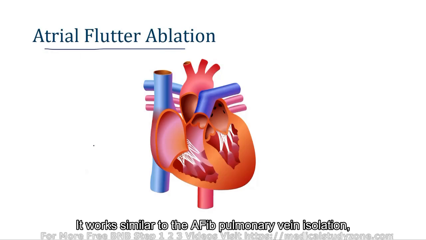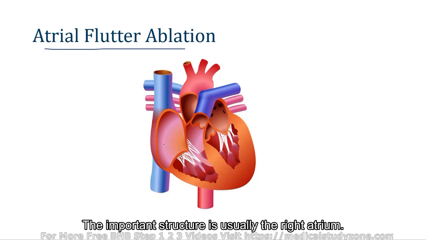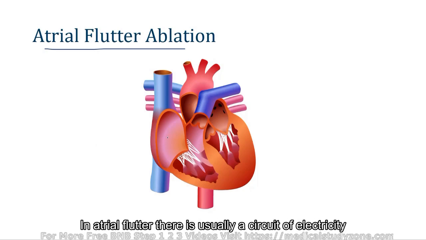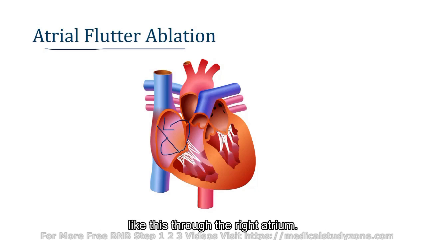It works similar to the AFib pulmonary vein isolation, but the anatomy is different. In atrial flutter, the pulmonary veins are not the important structure. The important structure is usually the right atrium. In atrial flutter, there is usually a circuit of electricity going around and around in the right atrium. So what can be done is a catheter is used to burn and kill basically a line of myocytes like this through the right atrium.